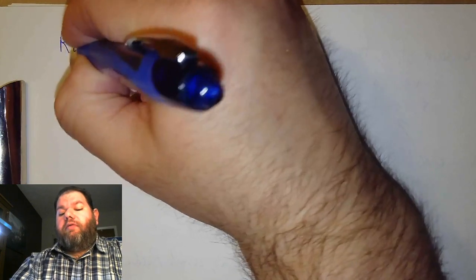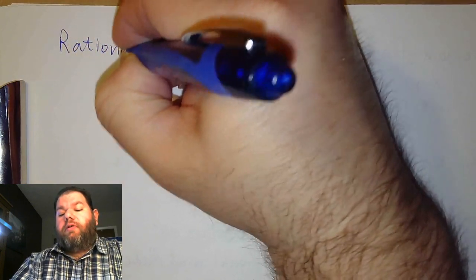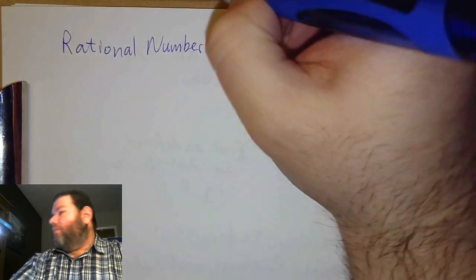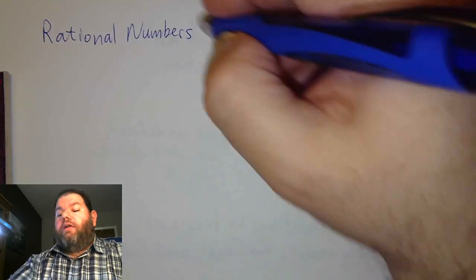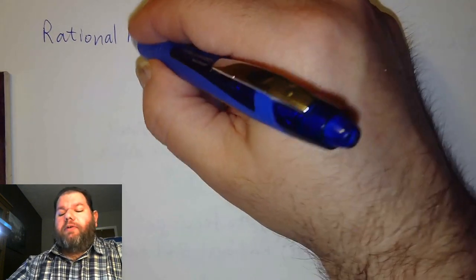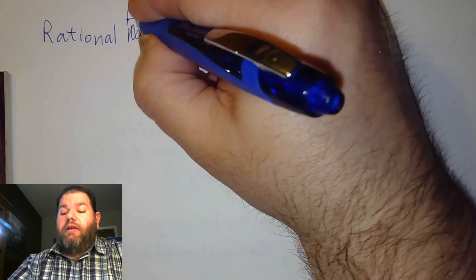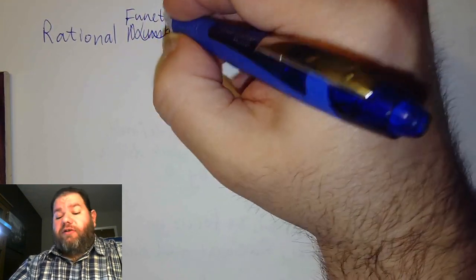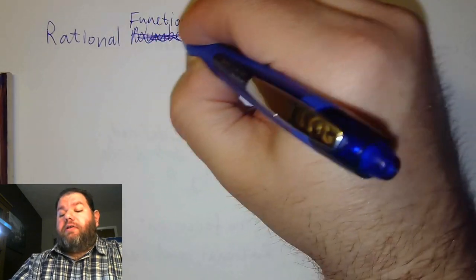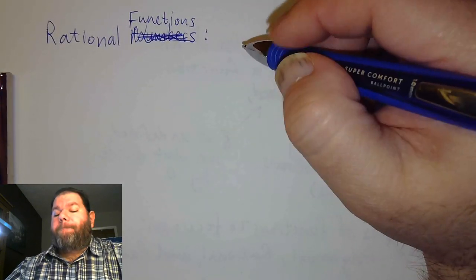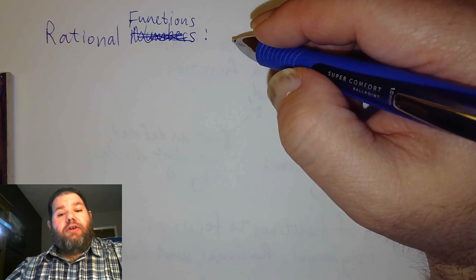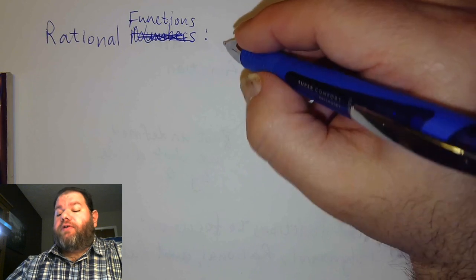So next we'll look at rational functions. Now, rational functions are a type of function which includes rational numbers, but there's more to it. So a rational function is any function that's a ratio of two variable expressions.